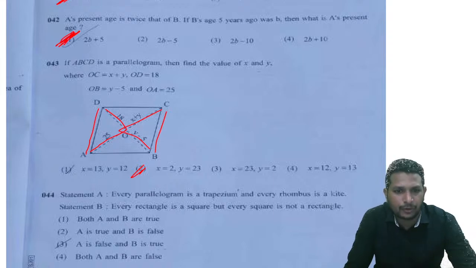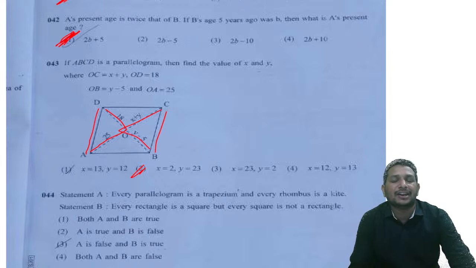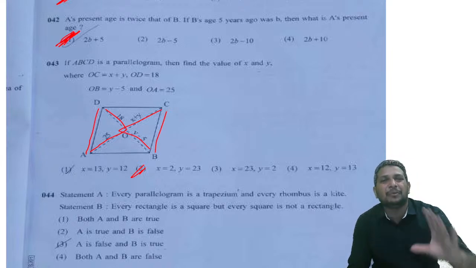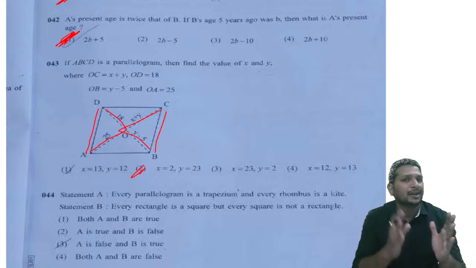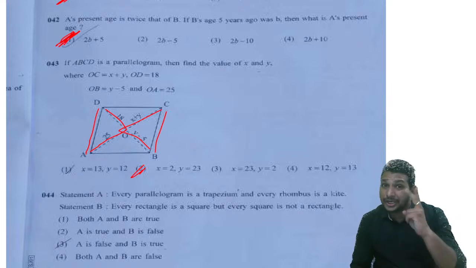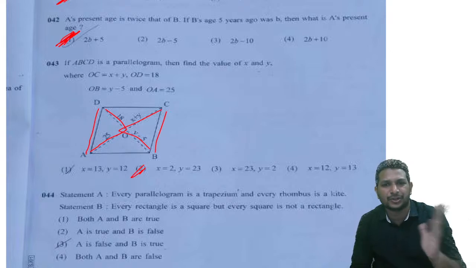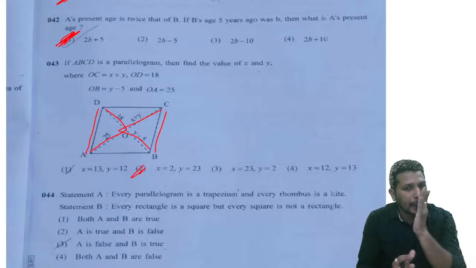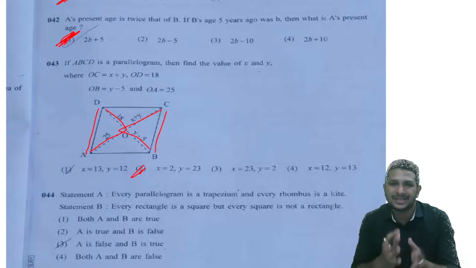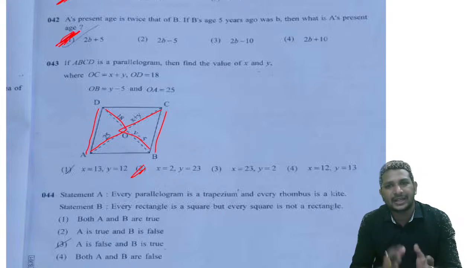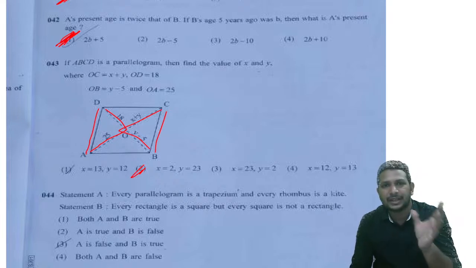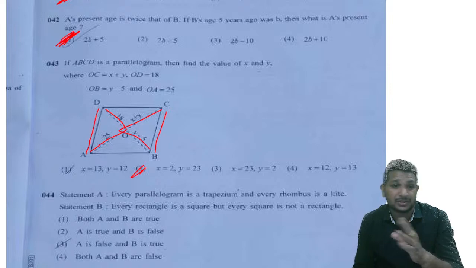Question number 44. They gave two statements, statement A and statement B. Every parallelogram is a trapezium. That's not at all possible, right? Because in a parallelogram, opposite sides are parallel, but in a trapezium, only two sides are parallel. So statement A is wrong. No need to think about it. Every rhombus is a kite? Not every rhombus, because in a kite, all the sides are not equal.